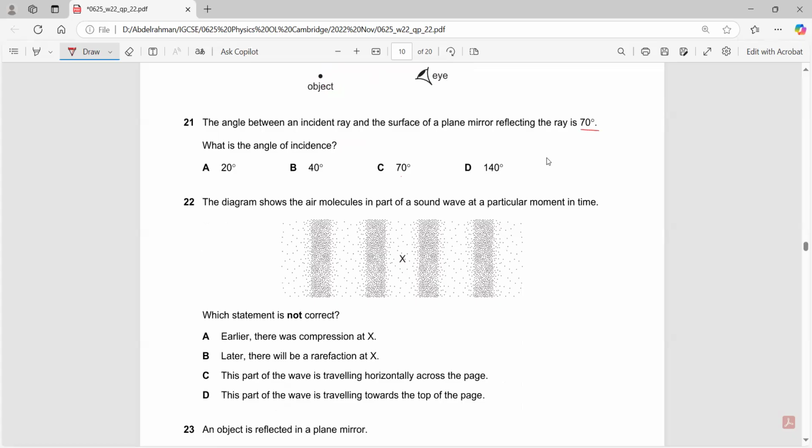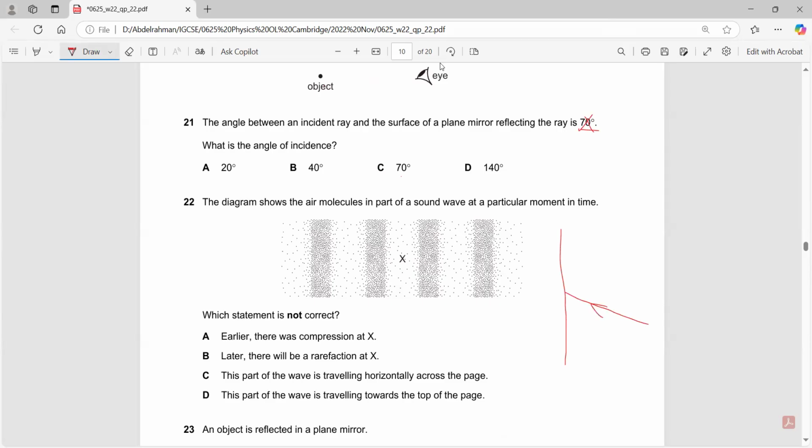Why? Because this is not the angle of incidence. If you want to think about it, this is the mirror. Let's draw the mirror. He said the angle between, so you have the ray which is moving towards the mirror.